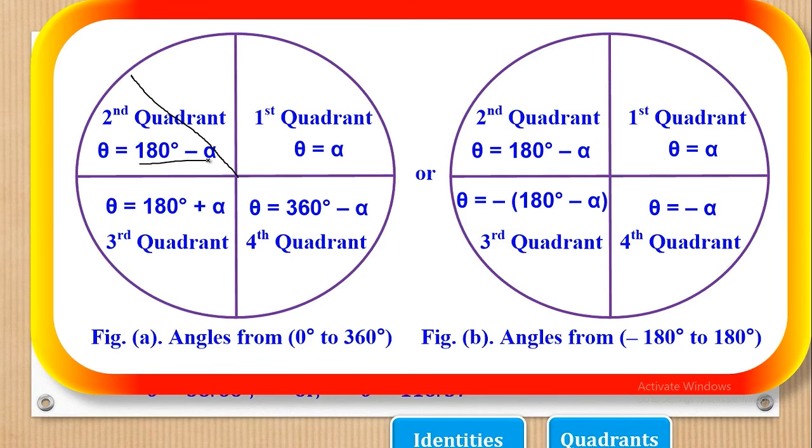63.43. So what does that mean? It means that the angle which is required will be got by saying 180 minus 63.43.